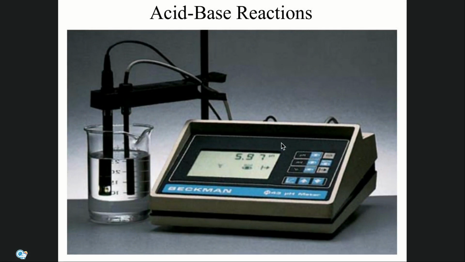In modern chemistry, you can use various pH meters to measure the pH of various solutions. In this slide, you can see one of the examples of pH meters that we can use in our laboratory.